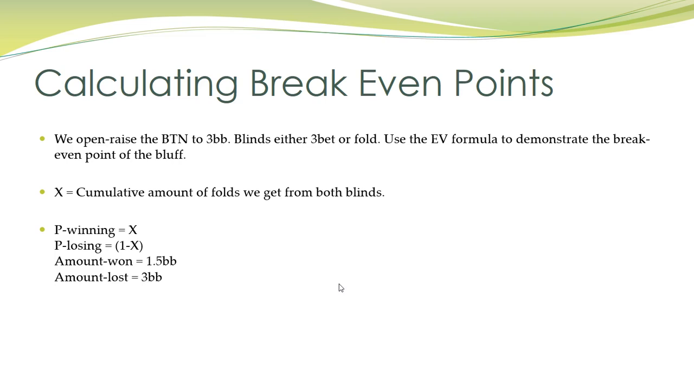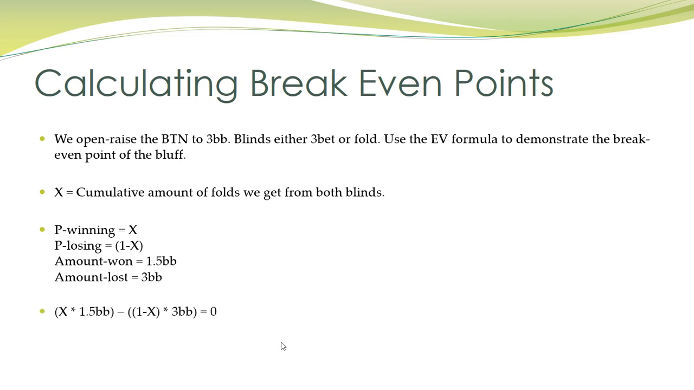Now, we know something that we didn't know before. Because you see, in the previous question, we were trying to figure out what the EV was. But this time we already know what the EV is. How do we know that? The idea here is we're trying to demonstrate the break-even point of the bluff. So what is our EV if we are exactly breaking even at a certain point? Hopefully it's pretty straightforward. Our EV is going to be 0.